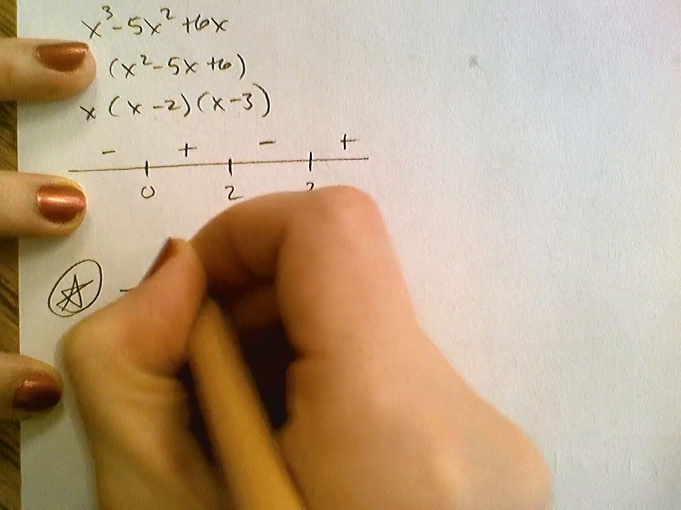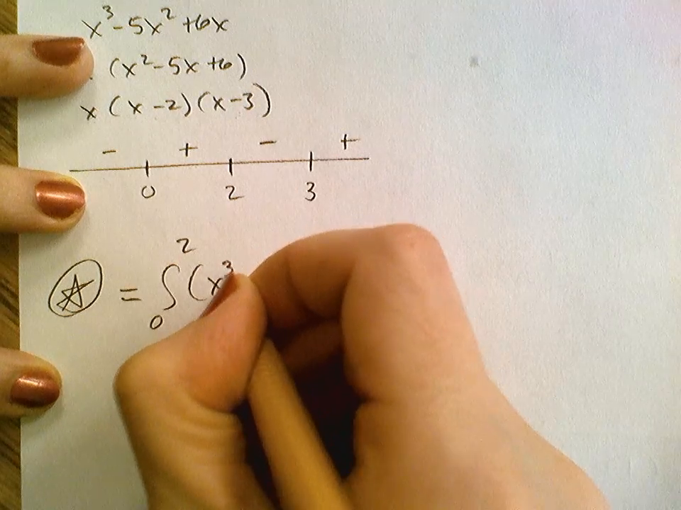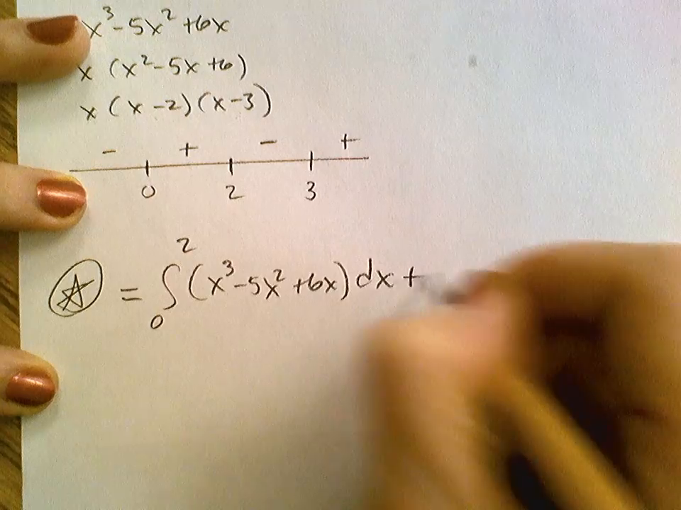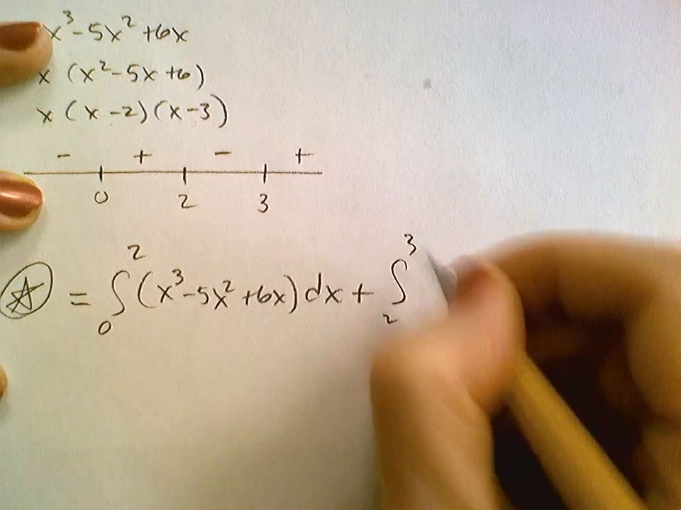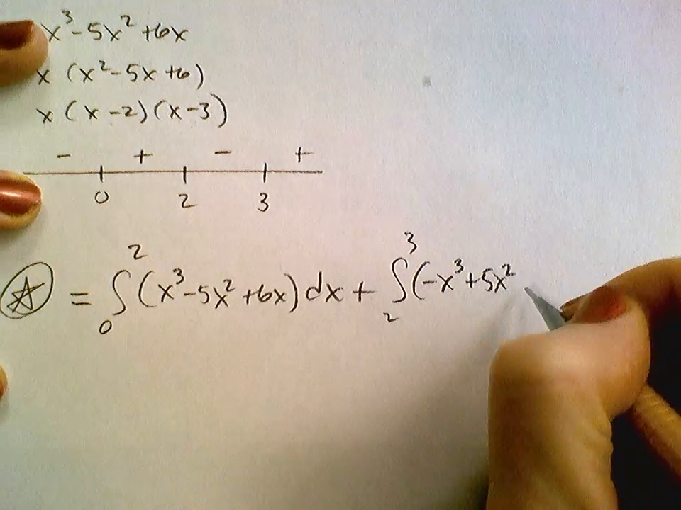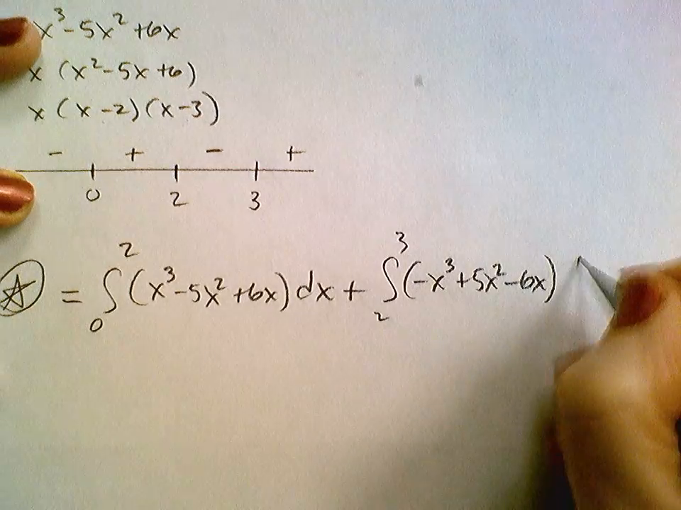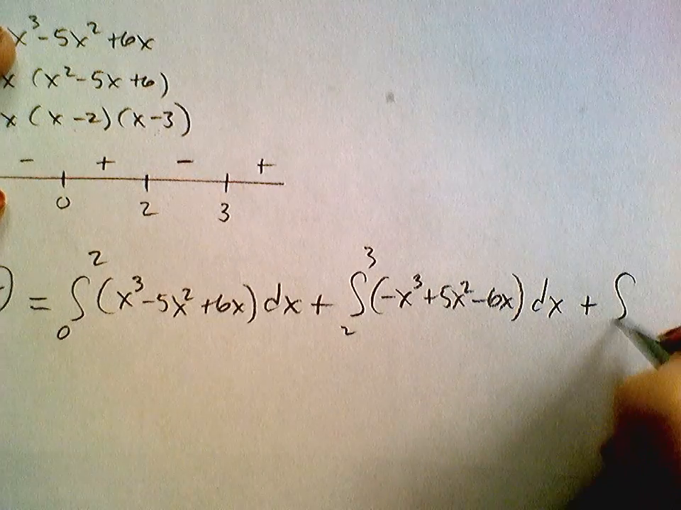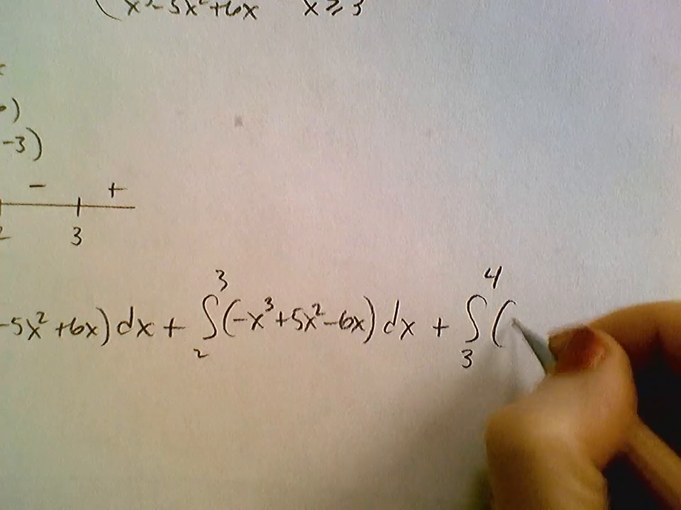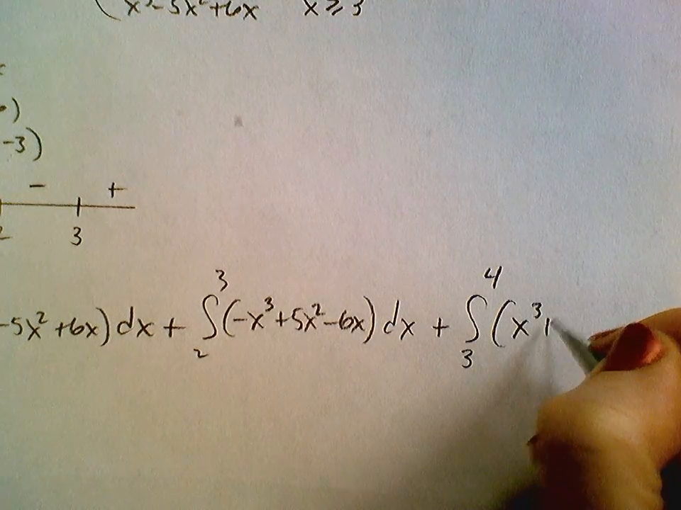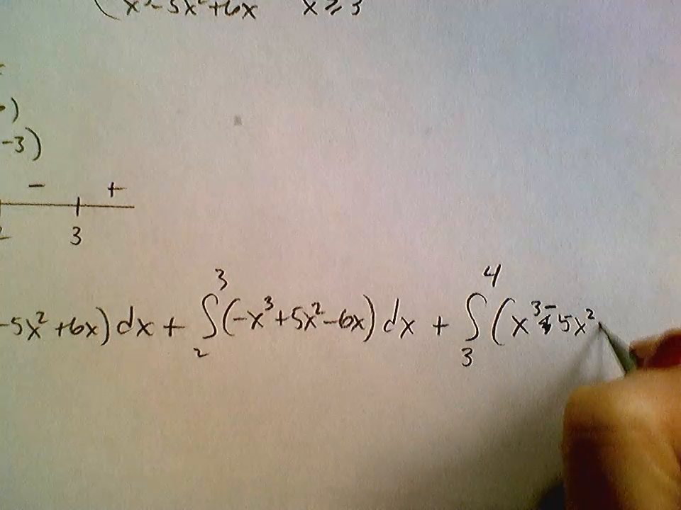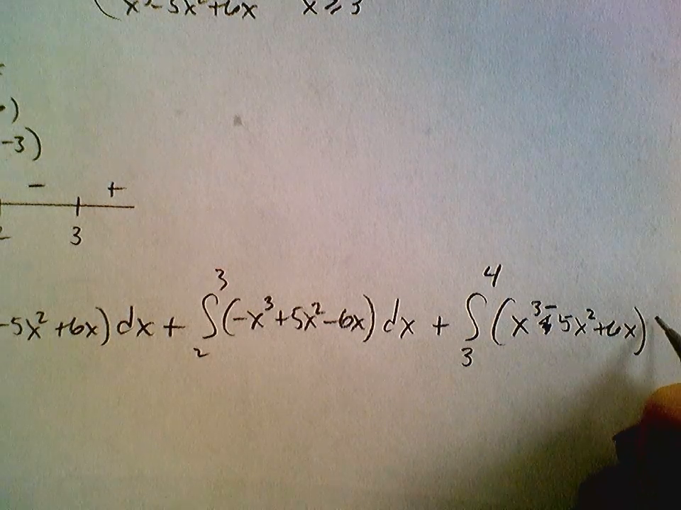The integral from 0 to 2, x to the third, plus the integral from 2 to 3, and this is a negative part, plus the integral from 3 to 4, minus 5x squared plus 6x.